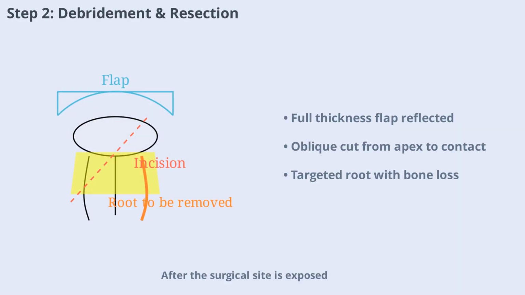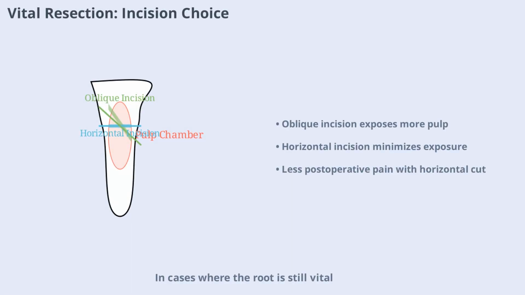After the surgical site is exposed, thorough debridement is performed to remove any infected or granulation tissue. The root, with advanced bone loss, is then identified for resection. An oblique cut is made from the apical area toward the contact point, passing through the tooth to the facial and distal orifices. This precise incision ensures that only the compromised root is targeted, preserving the healthy portions of the tooth. In cases where the root is still vital, the type of incision is especially important.